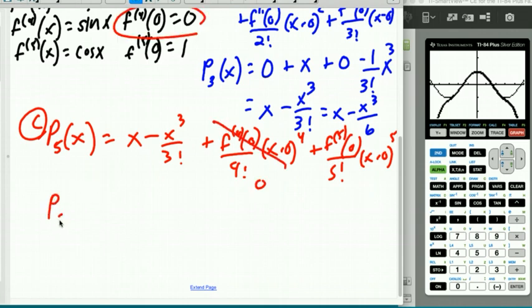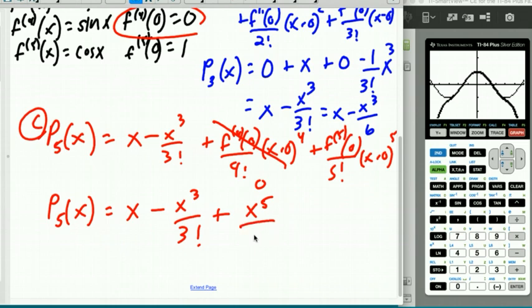So I get that my p sub 5 of x is x minus x cubed over 3 factorial, and then this 5th derivative evaluated at 0 is a 1, so plus 1 over 5 factorial, or you can just make that an x to the 5th on the top. You can either put the x to the 5th after or put it on the top. So there's my 5th degree polynomial.